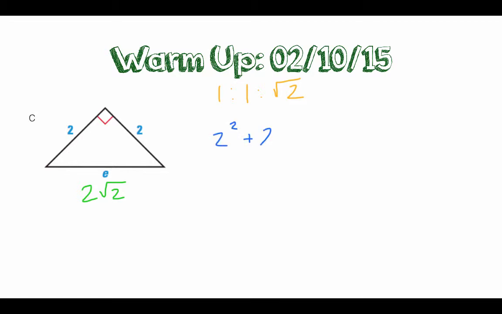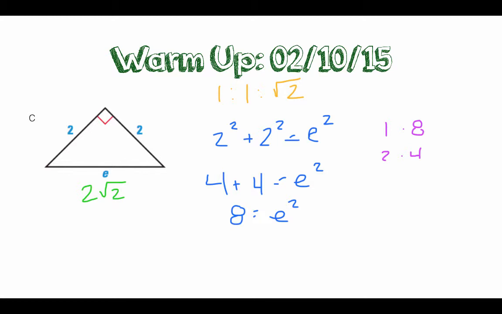2 squared plus 2 squared equals e squared. 4 plus 4 equals e squared. 8 equals e squared. Well, let's figure it out. Factors of 8, right? 1 times 8 and 2 times 4. Only one with a perfect square is this one, so we go back and we plug that in as 2 times the square root of 4 equals e. Okay, so once we figure that out, we get 2 square root of 2 equals e.